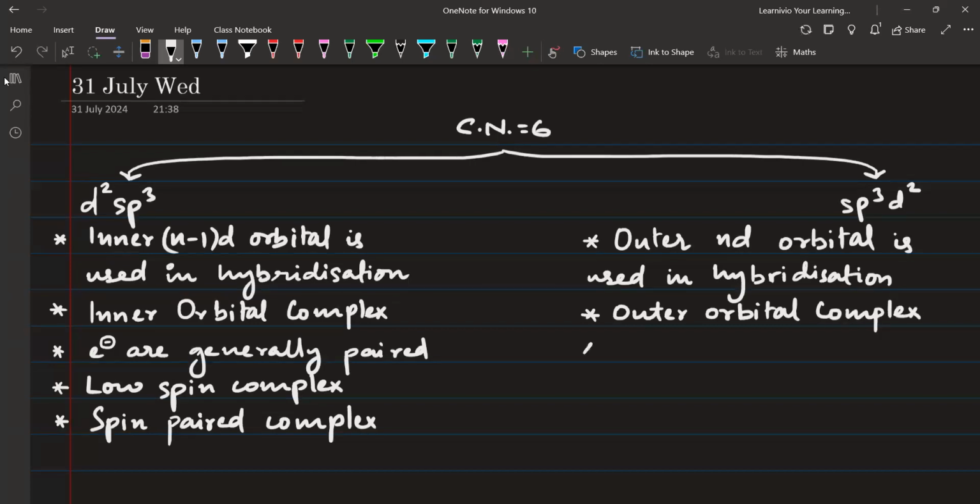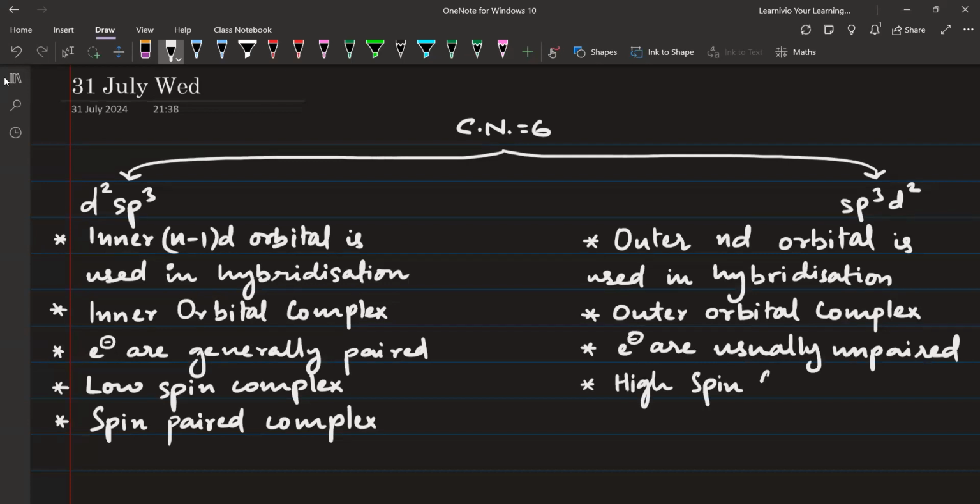Next, in these cases, electrons are generally unpaired. Next, we have high spin complex. In high spin complex, because the unpaired electrons are present, the spin magnetic moment, we'll talk about that, is always greater, and this is known as spin free complex.